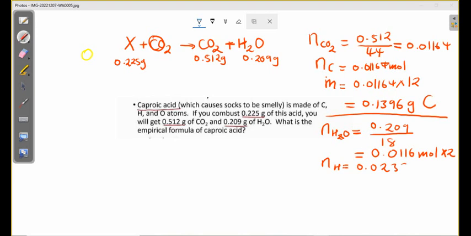And then let's get now the mass of hydrogen. The mass of hydrogen is going to be number of moles times molar mass. Now the number of moles is the same value, and the molar mass for hydrogen is 1. So if you multiply 0.0232 times 1, it will just be the same, 0.0232, but it will just be in grams. So we know now the mass of hydrogen and the mass of carbon. Let's find the mass of oxygen.